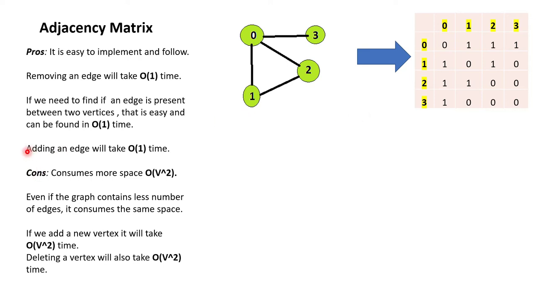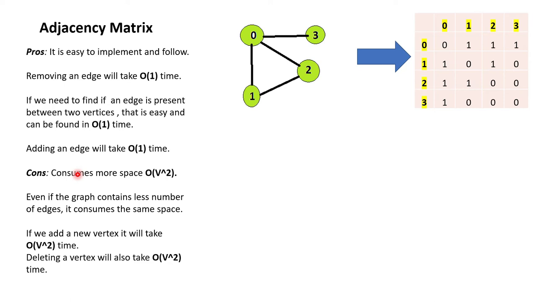Next is adding an edge will take O(1) time. So if I have to add an edge, that will take O(1) of time, because if the edge is not present, then I have to go to that position and I have to make this 0 to 1. Then one edge will be established there.